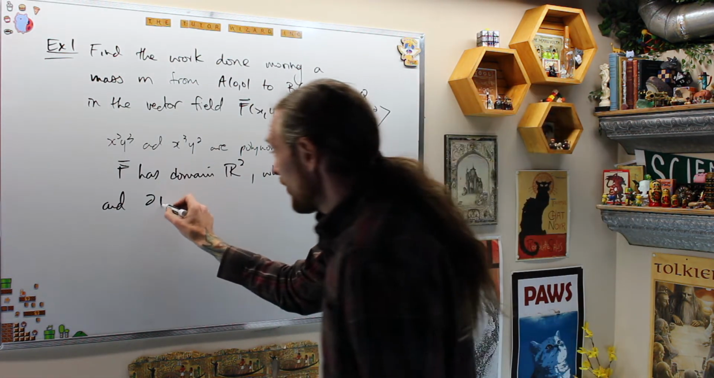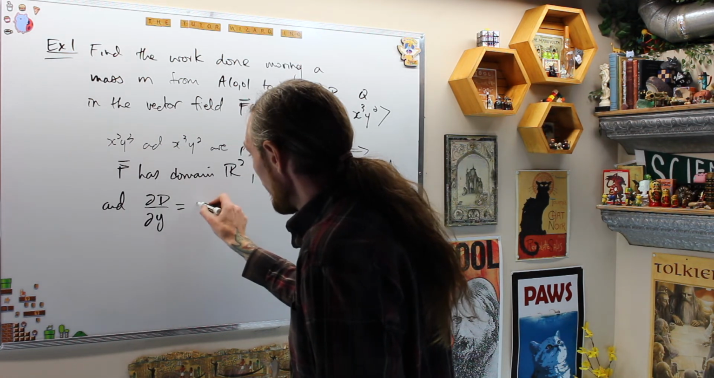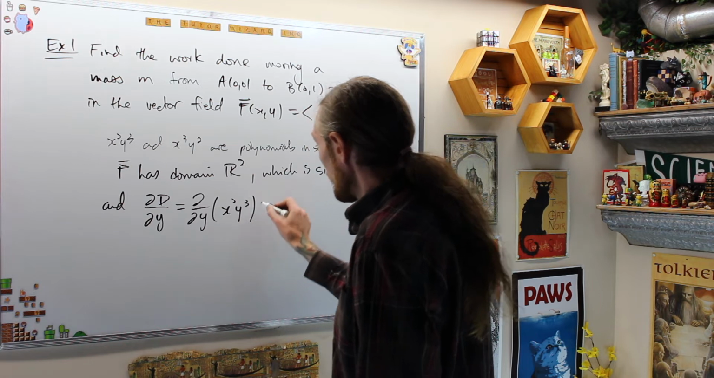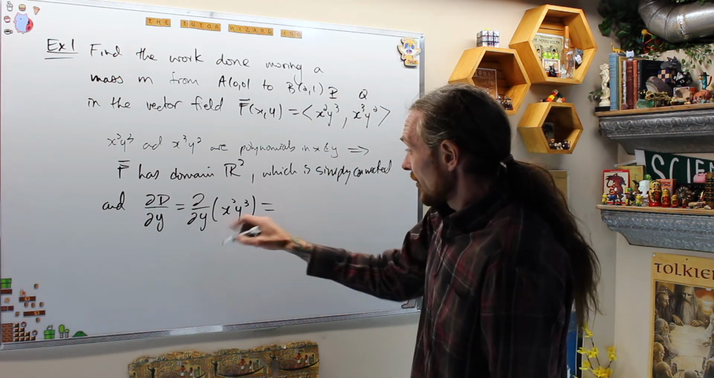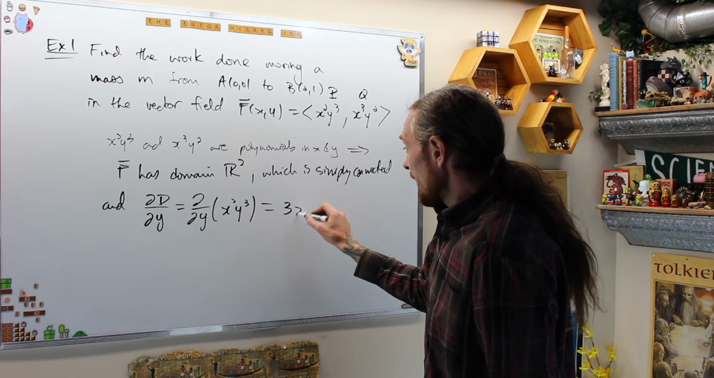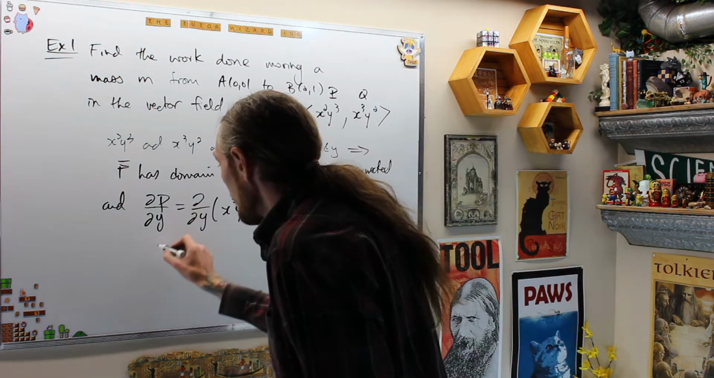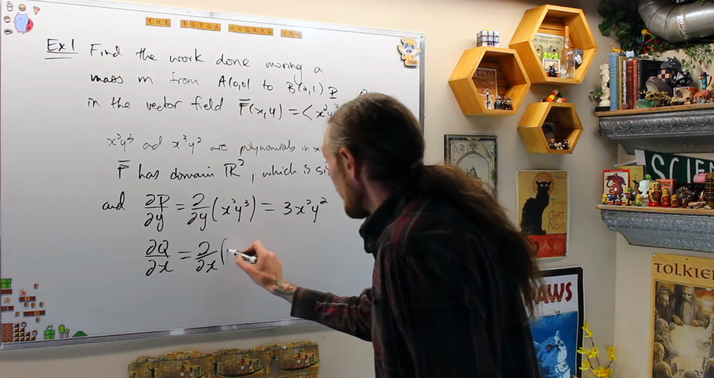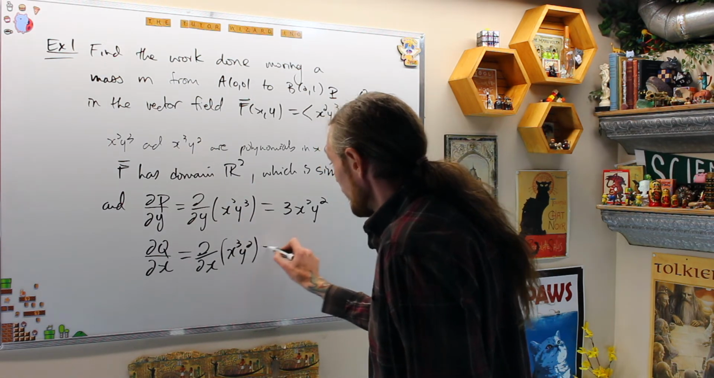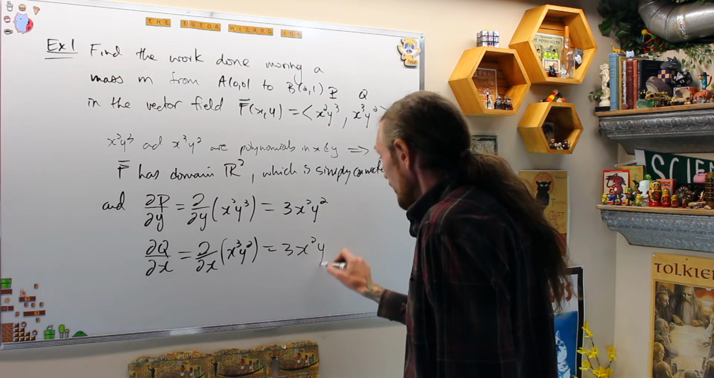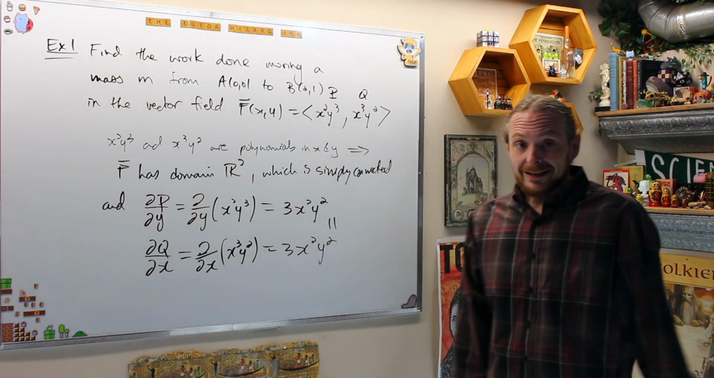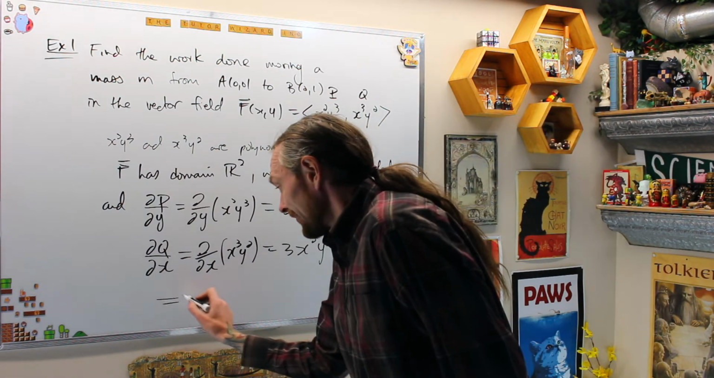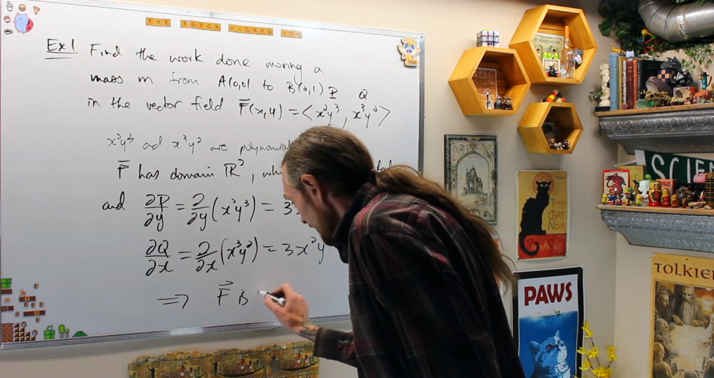The partial of P with respect to y is the partial with respect to y of x squared y cubed, which is 3x squared y squared. The partial of Q with respect to x is the partial of x cubed y squared, which is 3x squared y squared. Oh, look at that. They're equal to each other. This fact and this fact says that F is conservative.